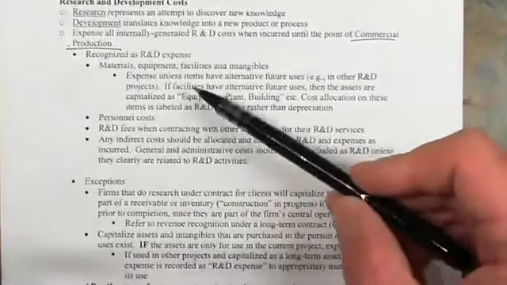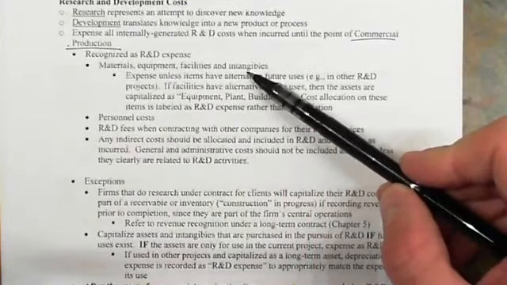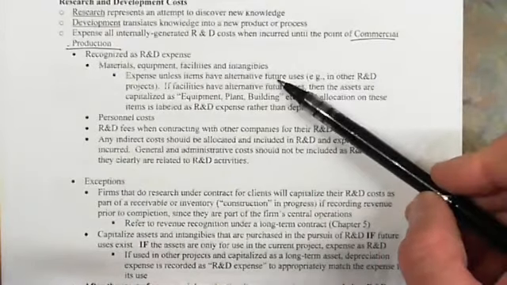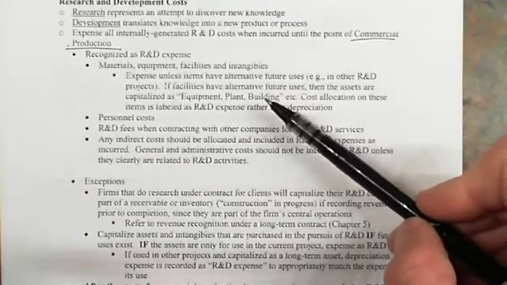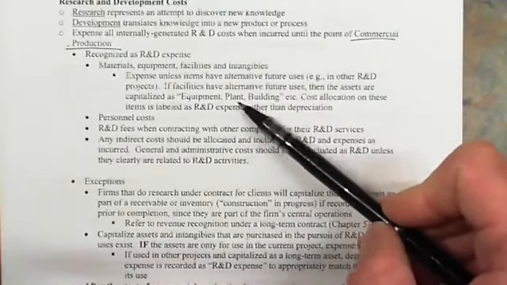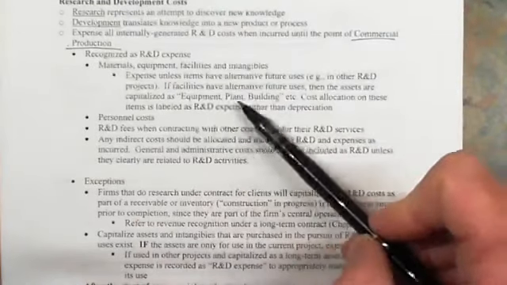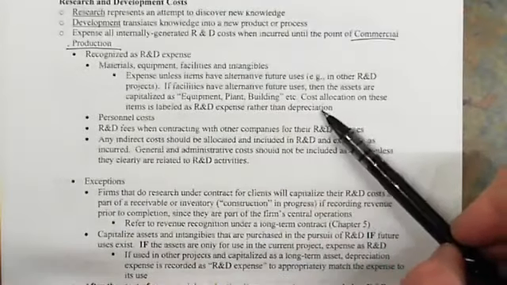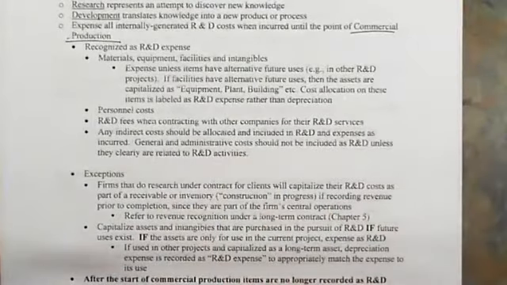Any personnel costs, any materials, equipment, and facilities and intangibles that are procured for the research and development. We expense them unless they have future alternative uses. If they do have future alternative uses, then we create an asset just like we would have. But when we depreciate that asset, it's labeled R&D expense rather than depreciation or amortization. Interesting change, right? R&D fees when contracting with other companies for their R&D services.